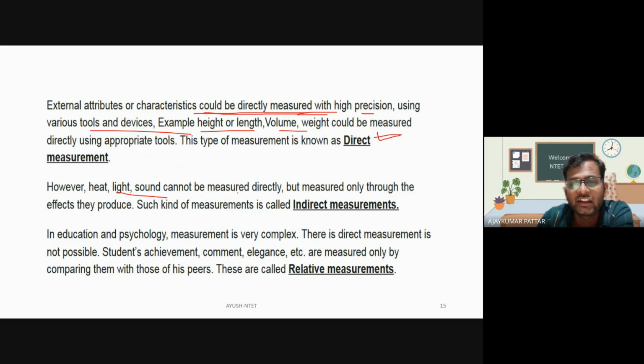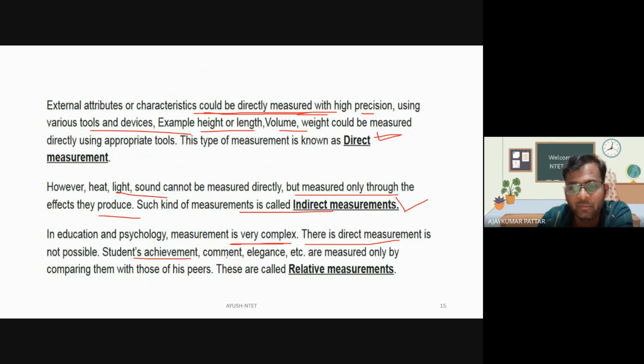Heat, light, sound cannot be measured directly, only through the effect they produce. Such kind of measures is called indirect measurements. In education and psychology, the measurement is very complex. We can't directly measure his knowledge, his behavior, his attitude. So that's why it is complex. Direct measurement is not possible.